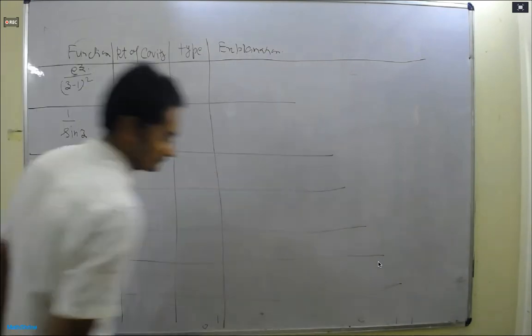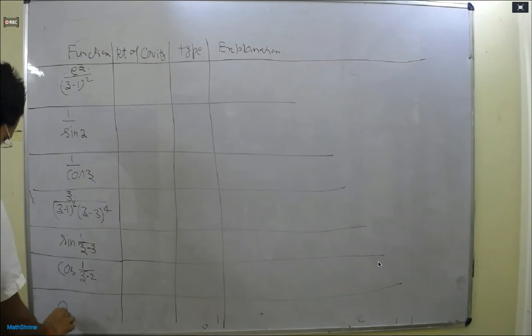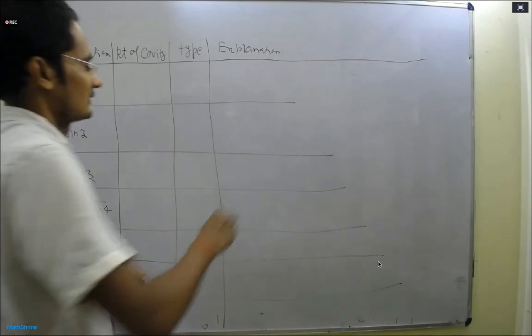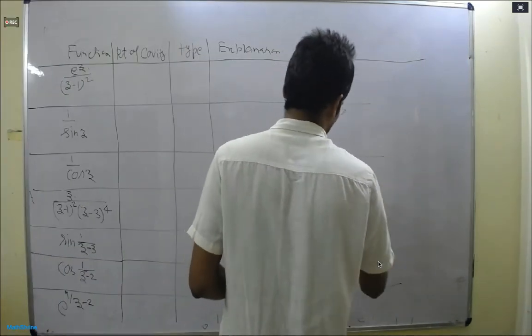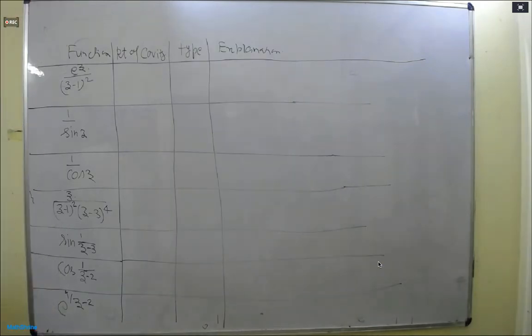The last one we can write e raised to the power 1 upon z minus 2. Calculate again. Think it properly and calculate. These are very important questions that will come in your examination, so please try your best. First you try, think 2, 3, 4 minutes, and then we will work together.